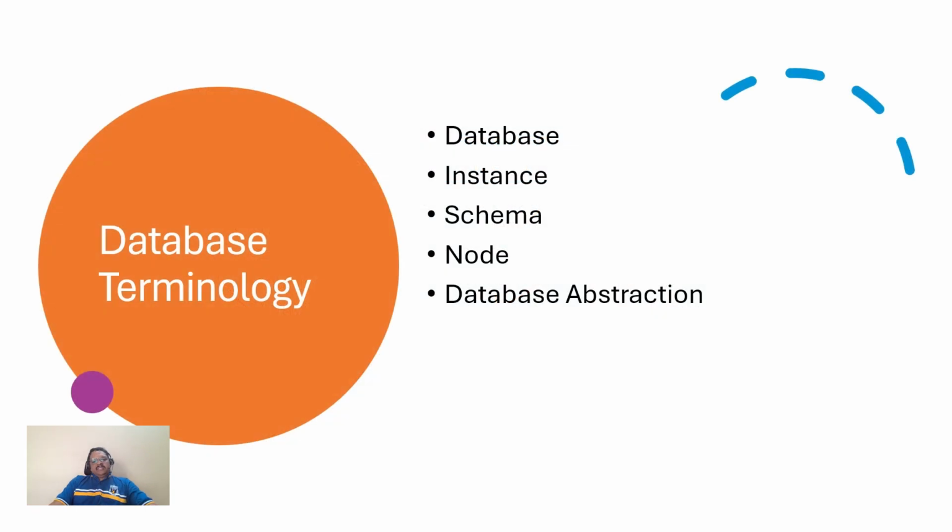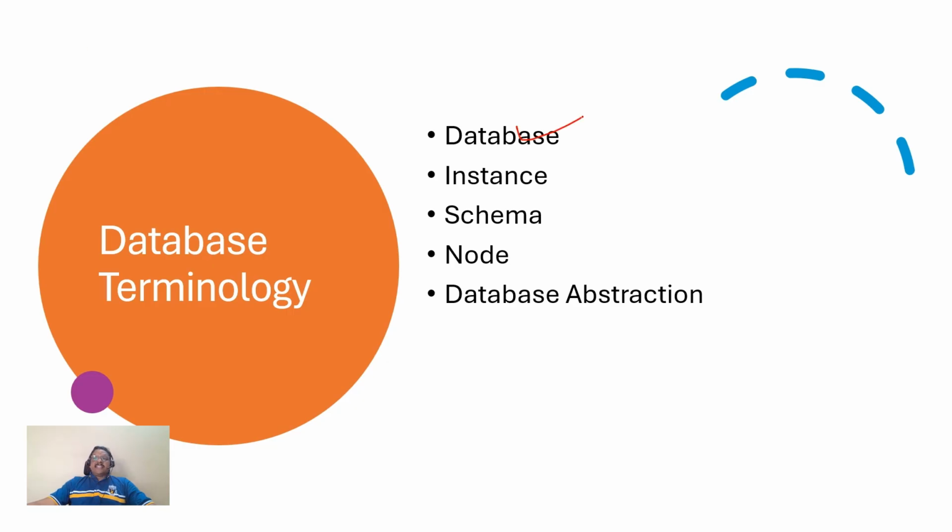So moving on, DAMA DMBOK Chapter 6 talks about database terminology and abstractions. Let's break down some common database terms in a simple way. The database. Think of this as a well organized cupboard where all your important data is stored neatly and can be easily found when needed. That's a database.